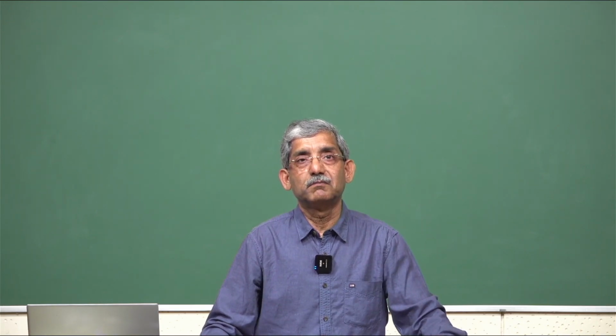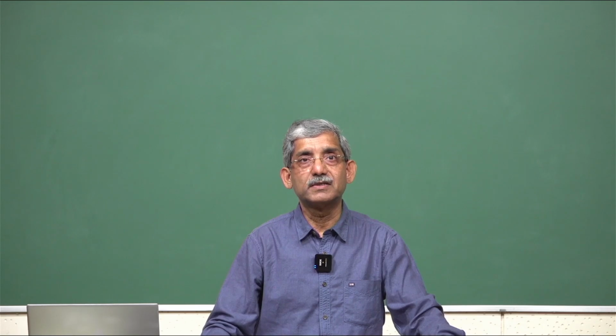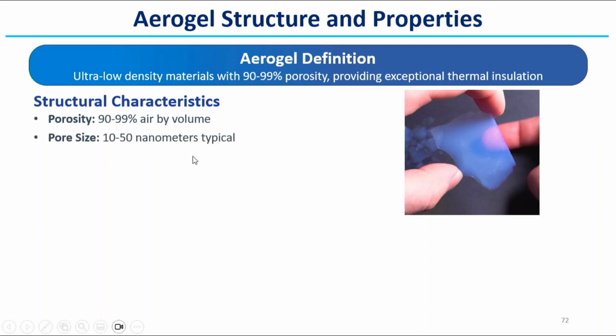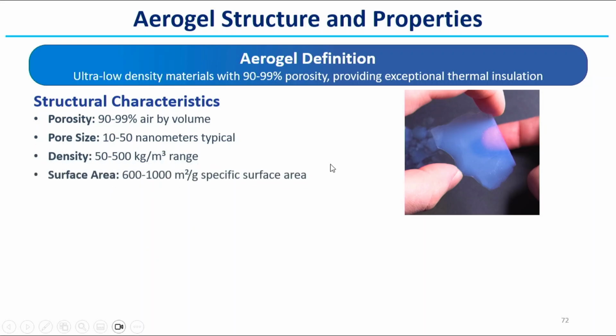Now, the next material is aerogel. Aerogel is very light, as we have mentioned earlier. Structural characteristics: porosity is very high, 90 to 99% air by volume. Pore size is 10 to 50 nanometers, a very fine pore size. Density is very low, and surface area is very high, 600 to 1000 square meters per gram.